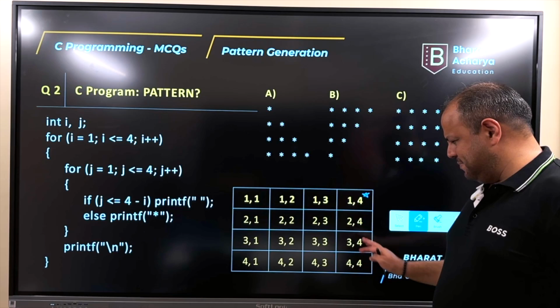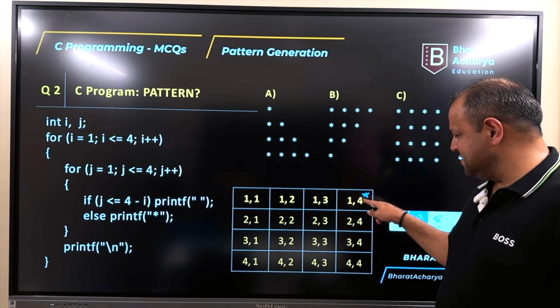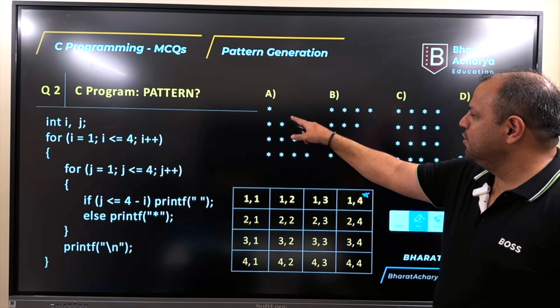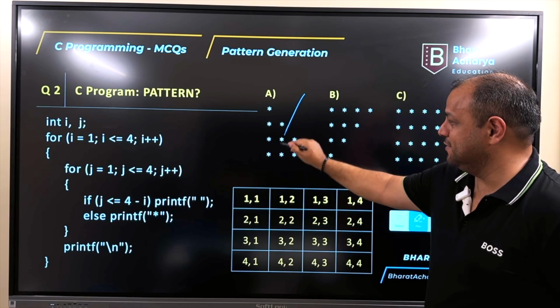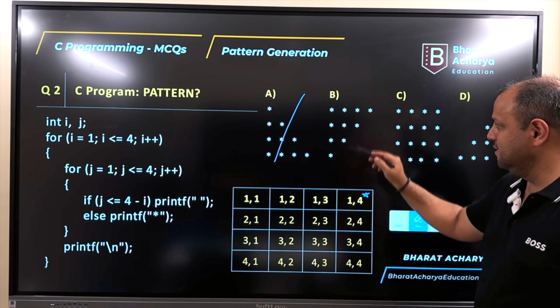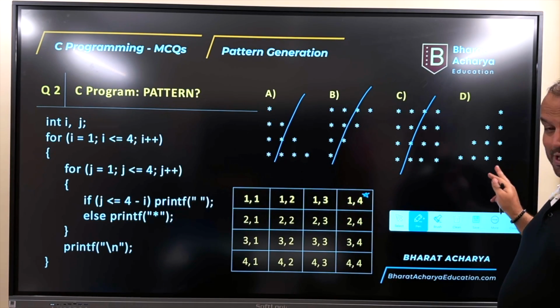So your possible answer, before I go to the further rows, will have 3 blanks and a star in the first row. 1 star and 3 blanks. It's exactly the reverse of what we expected. So this is not possible. This is not the answer. All stars, not the answer. This is a possible answer.